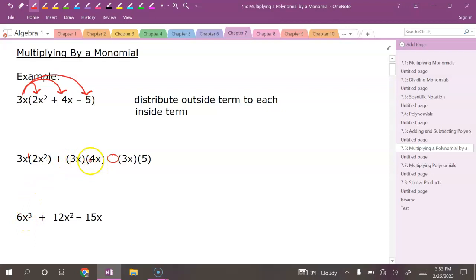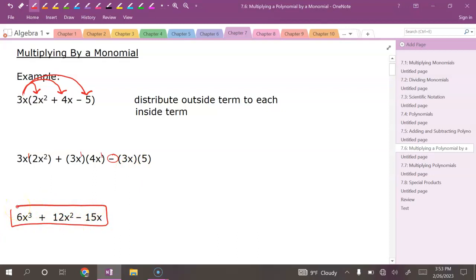For the next terms, you take 3 times 4, which would be 12. And x times x, remember those each have an exponent of 1. That's how we get x squared. And then for this last one, you're taking that 3 and a -5. They just put the negative in front. And that would be -15, and then the x just trails along. And this would be your answer right here.